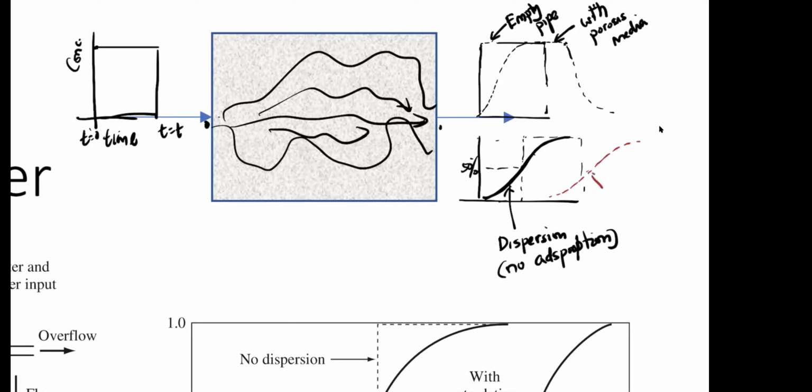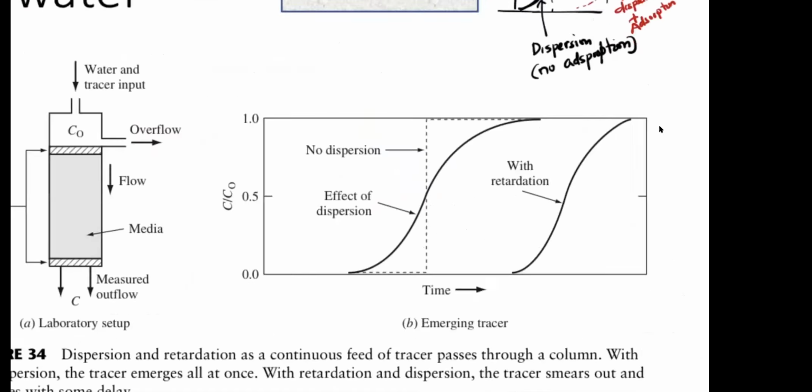So this is dispersion plus adsorption. What it means is that it takes a lot longer before the pollutant starts showing up, because it has to saturate all the soil. So that's how you'll see the concentration profile, influent versus effluent. That's exactly what is showing here.